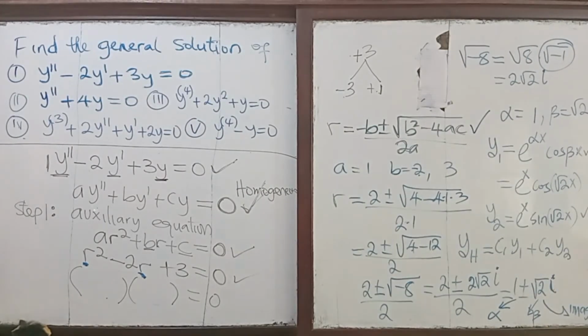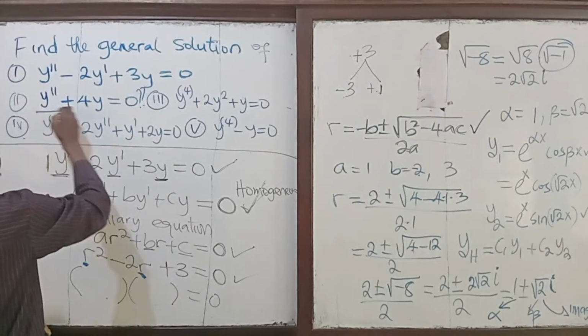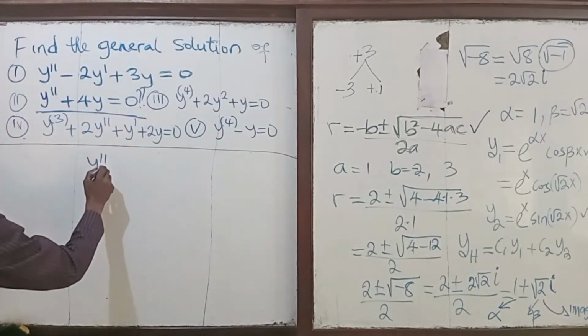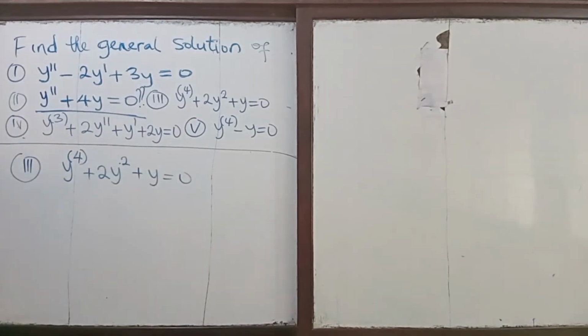I will give you question 2. You also try question 2 and put your answer in the comment section. Fourth differential plus 2 second differential plus y equal to 0. Okay. It's not easy to combine it.